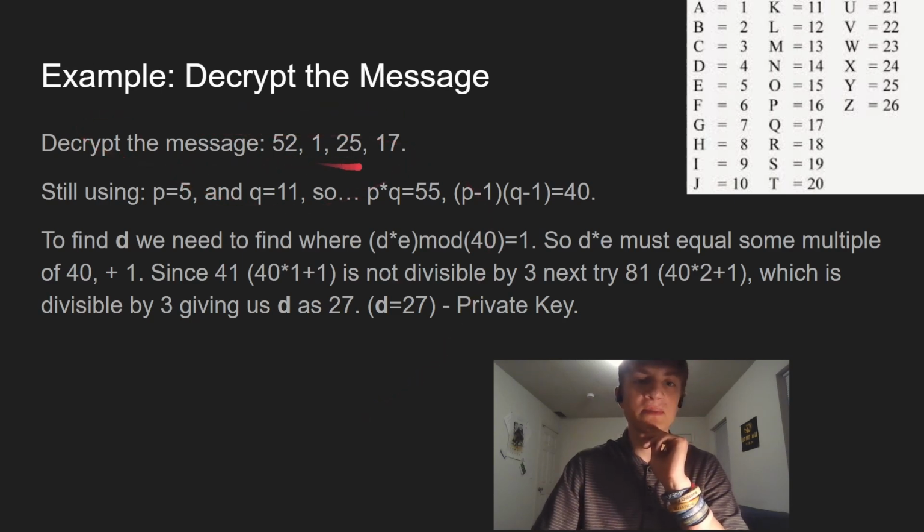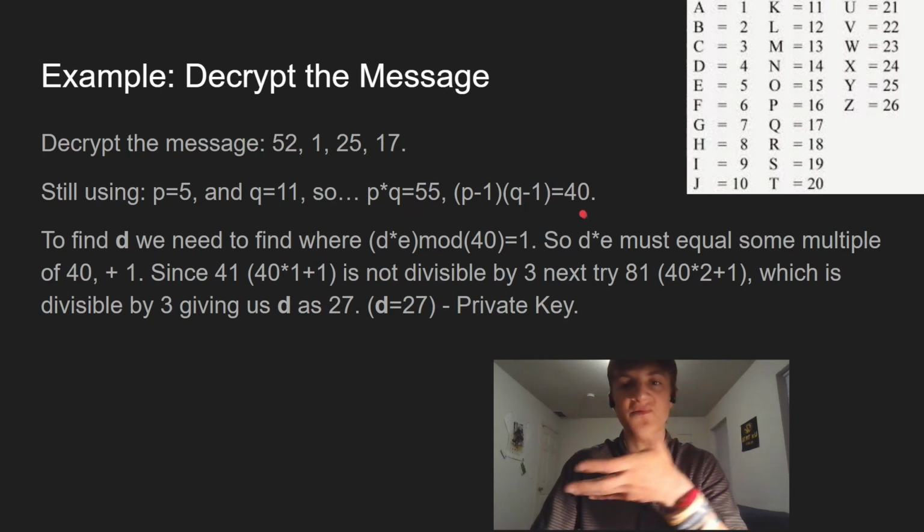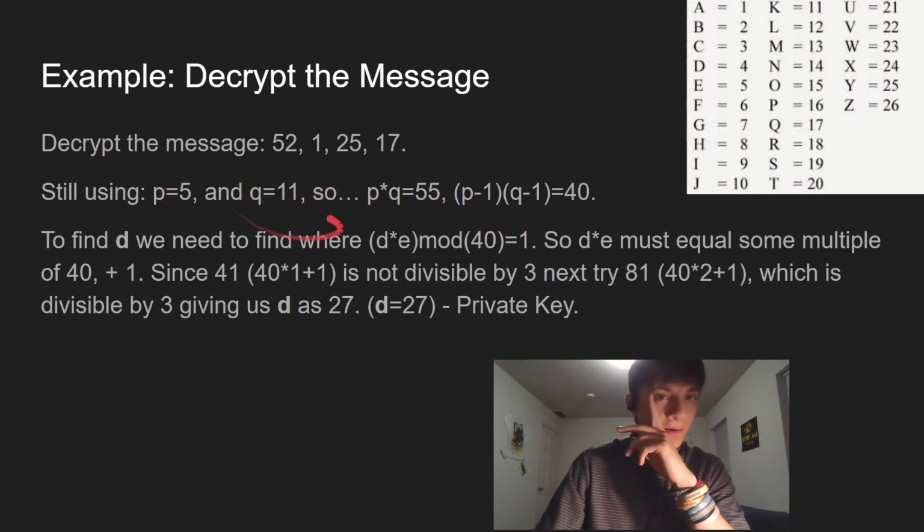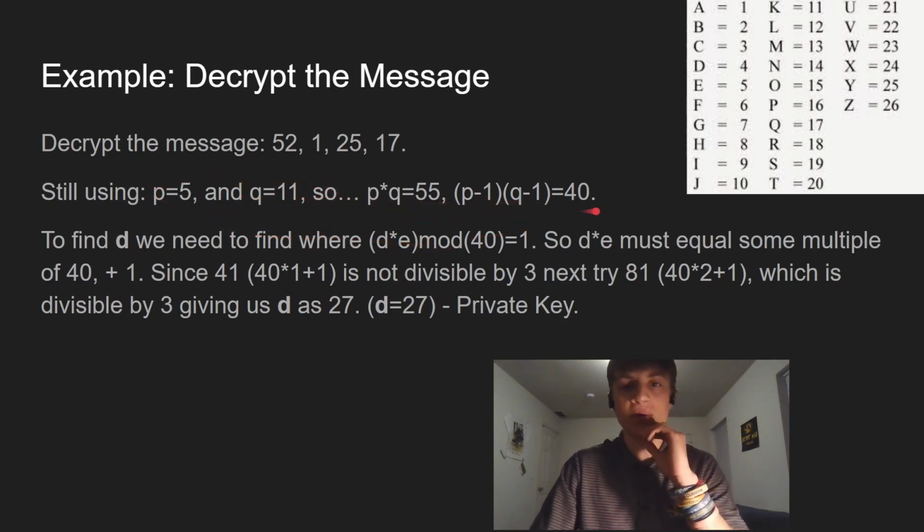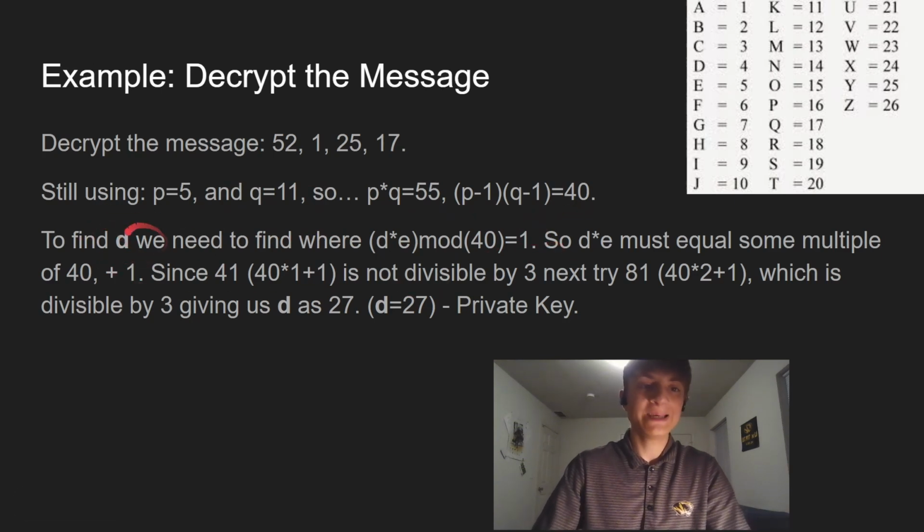So to decrypt the message 52, 1, 25, 17, we'll still be using P as 5 and Q as 11. So we'll still be using 55 and 40. However, these numbers aren't as important as we've already figured out our numbers. So to find D, we need to find where D times E mod 40 is equal to 1.